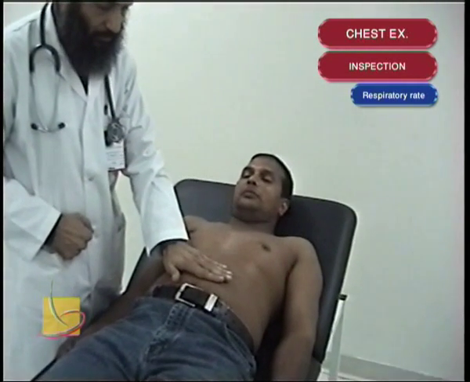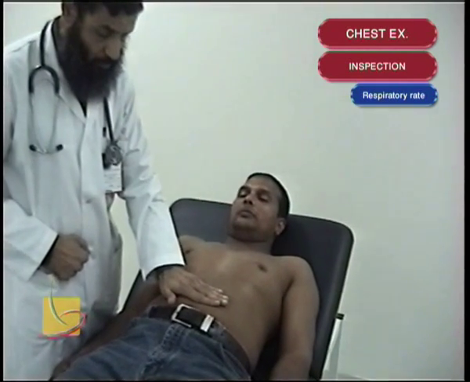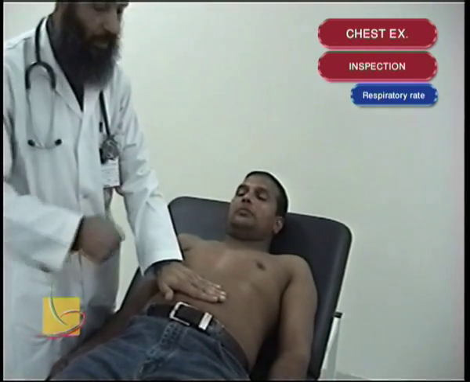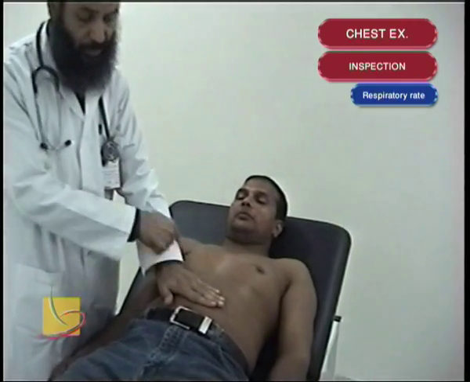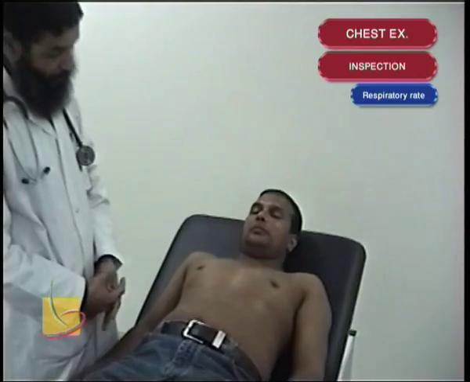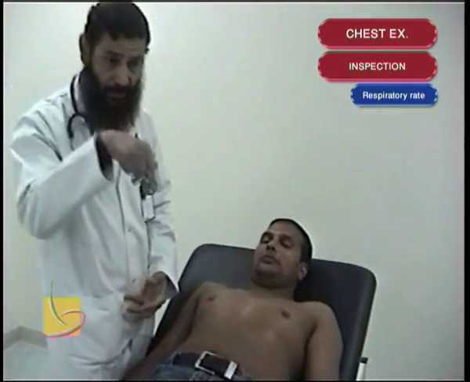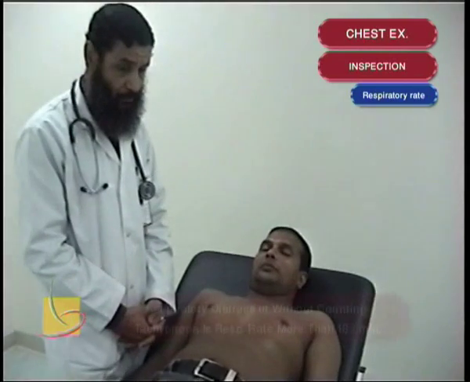This is one, two, three, and so on until you finish 1 minute. And then this will be the respiratory rate of this patient. Any respiratory rate above 18 is considered abnormal.